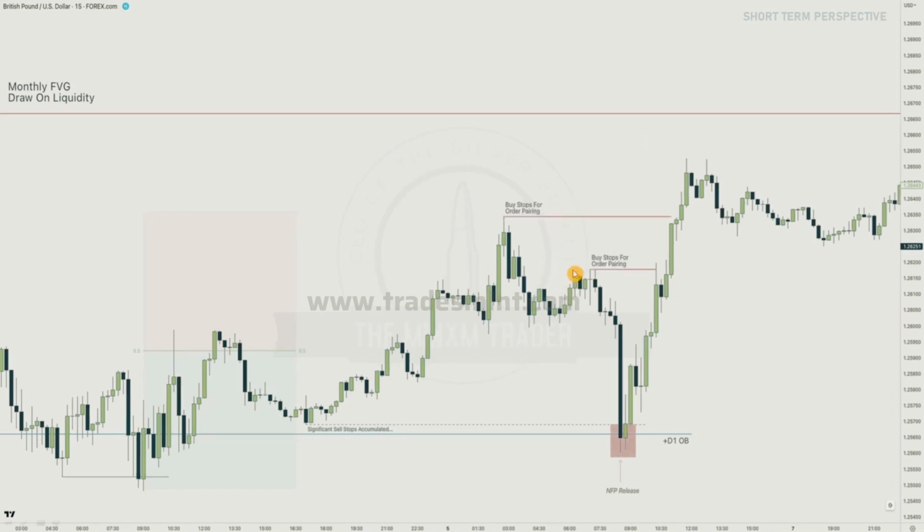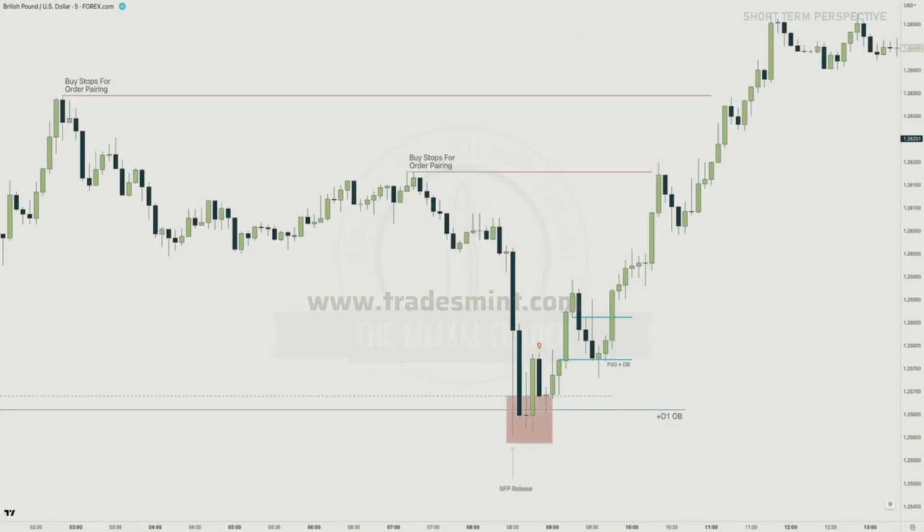Yes, we can do. We have some buy stops over here, right, for order pairing. So there are engineered buy stops up here and engineered buy stops up here, and eventually above here, right, that monthly fair value gap, which is the drawn liquidity. Dropping into the 5-minute time frame, we see those buy stops for order pairing are present. We hit that discount array, the daily order block, right, after that NFP release, and remember we took all those significant sell stops, right? So over here we're starting to break structure upwards, and then from there on out you want to see all those discount arrays being respected again, right?